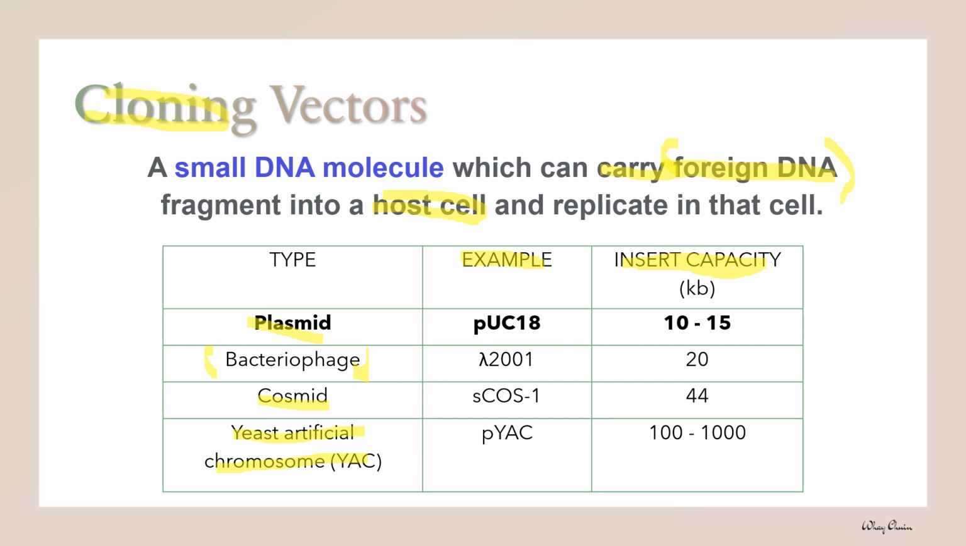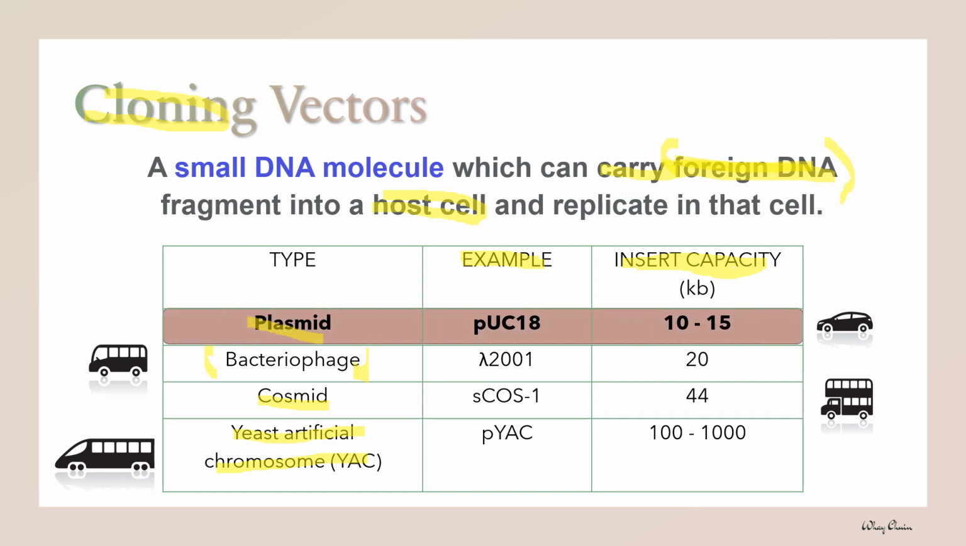So for example, plasmid is a cloning vector that can carry 10 to 15 kilo base pairs of foreign DNA. Compare that with the YAC, which is the cloning vector that can carry the largest foreign DNA, which is 100 to 1000 kilo base pairs. It depends on the scientists which type of cloning vector they need to use, by studying the size of the foreign DNA they wish to insert into the whole cell. In our syllabus, we are going to focus on plasmid only.